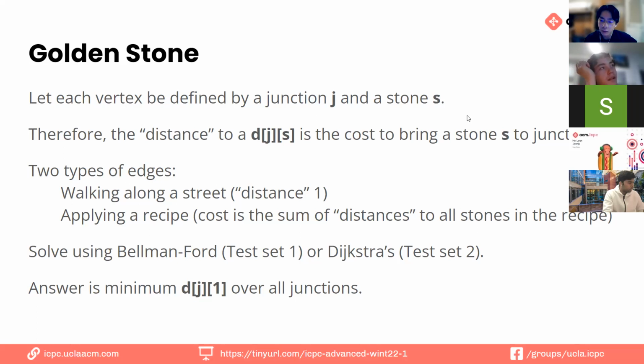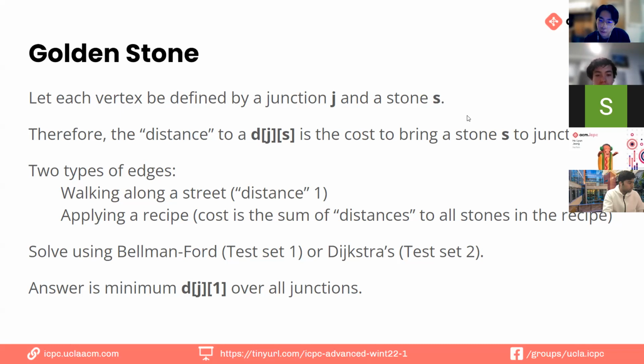Maybe I'm missing something. I'm looking at my implementation right now. It looks like for my relaxations, I do all the recipes first, and then I propagate the minimum cost. So it might be... let's see. Yeah, I guess it seems like it works.